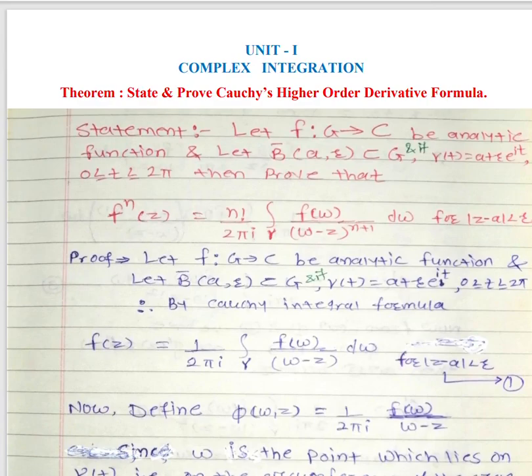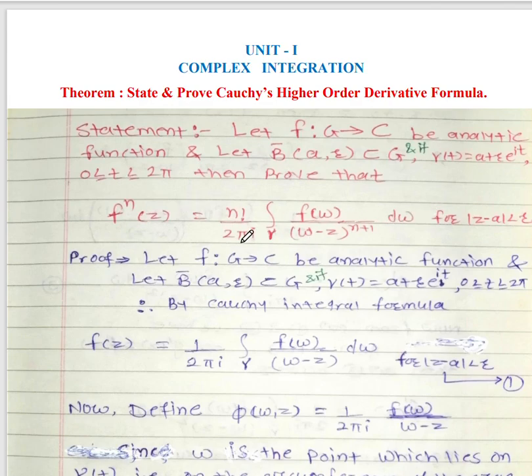Okay, so this is the statement of the Cauchy higher order derivative formula. Let f: G to C be an analytic function and let the closed ball with center a and radius r be contained in region G. And if gamma of t equals a plus r e raised to power i t, so here a is the center, r is the radius, t lies between 0 to 2 pi.